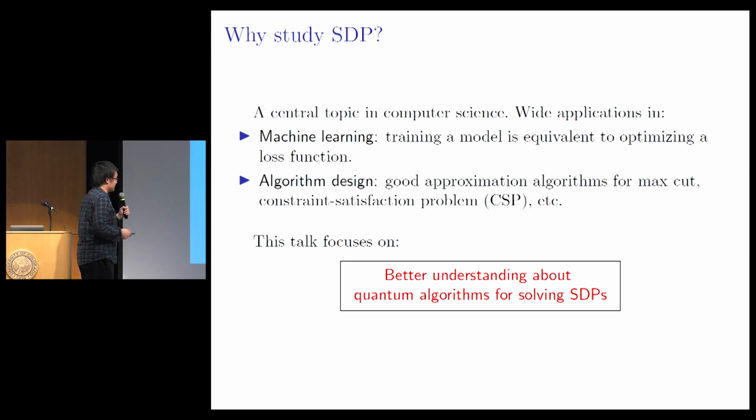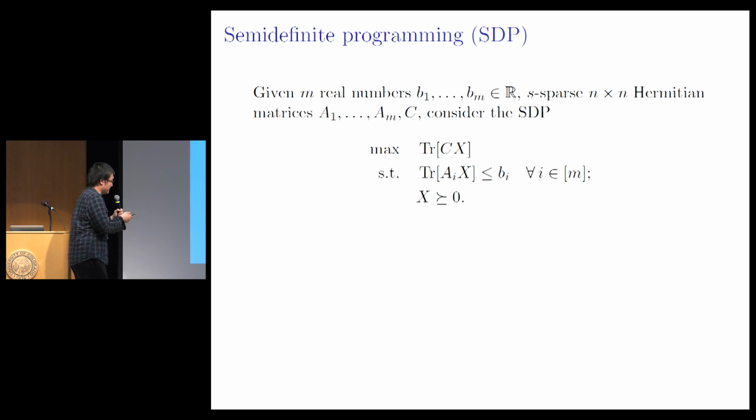Okay, so let's delve into the topic. Let me just quickly recap the problem that we want to study. In this talk, I'm going to study the problem where we have M constraints. All the matrices A_i, we call them constraint matrices. The C, we call it the target matrix. And the X, we call it the variable matrix. They are all n by n Hermitian matrices.